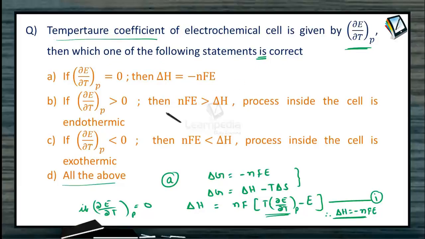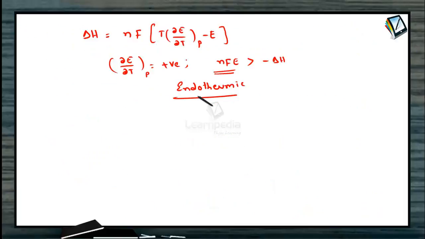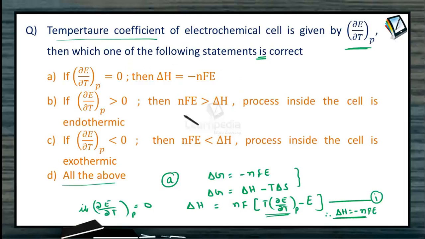And what is option B given? nFE is greater than minus ΔH; the sign convention is not mentioned here. The process inside the cell is endothermic. That is what we got, endothermic. Therefore, the B option is also right. So in that case, we cannot go for A or B alone. So there should be the C option, which also should be right. Then all the above will become the correct answer.